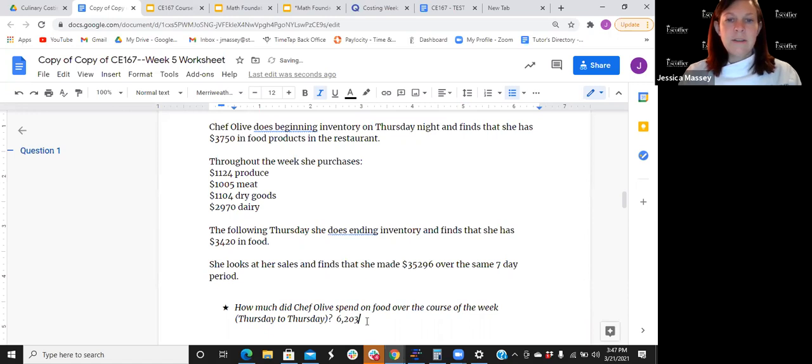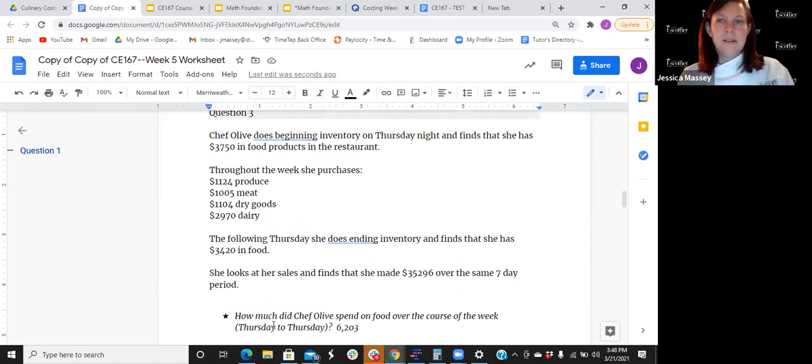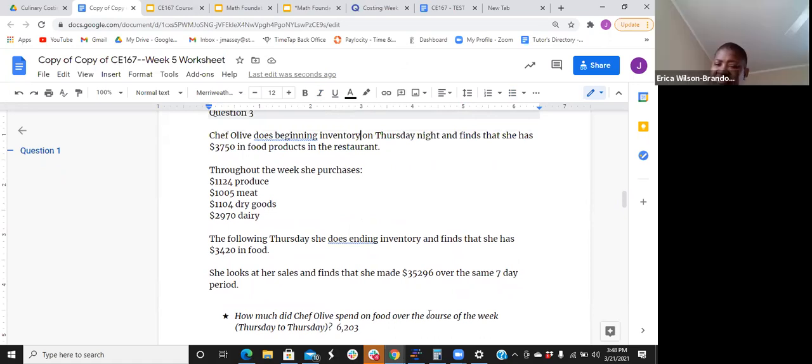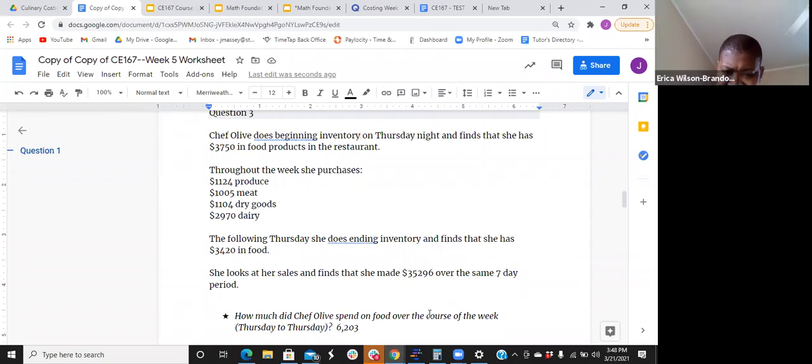So that's how much you spent on food: 6,203. So going down, next question, what is her total food cost? So this is where that whole inventory thing comes in. Again, I'll let you all do the problem before I start doing it for you. That's my hardest thing, I always want to start doing the math. So this is when we take the beginning inventory and we add it to our sales. Nope, sales aren't involved yet.